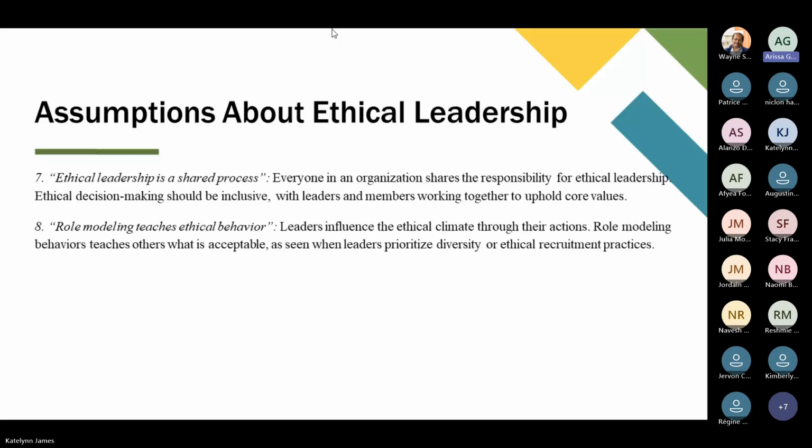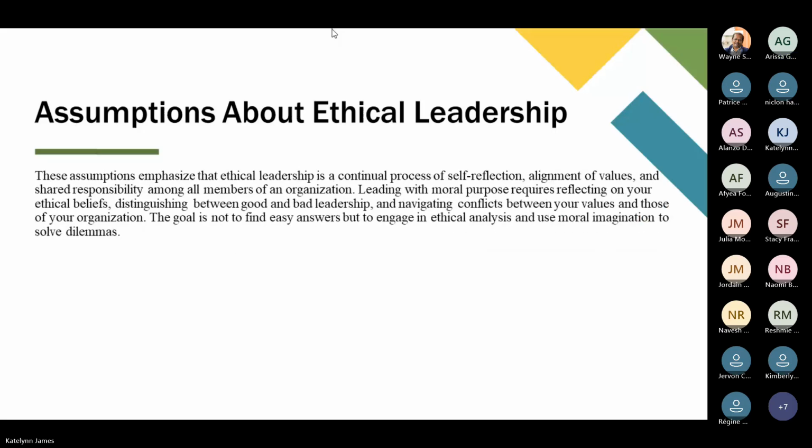8. Role modeling teaches ethical behavior. Leaders influence the ethical climate through their actions. Role modeling behaviors teaches others what is acceptable, as seen when leaders prioritize diversity or ethical recruitment practices. So these assumptions emphasize that ethical leadership is a continual process of self-reflection, alignment of values, and shared responsibility among all members of an organization.